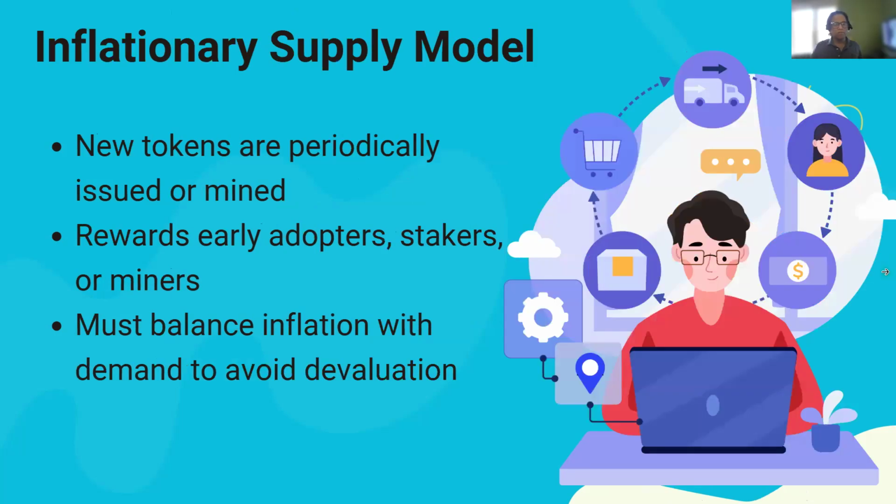In the inflationary supply model, the supply is variable. Every month or every year, the total number of tokens is going to go up. For example, if you take Ethereum, it's not constant. It's not a fixed amount of tokens that exist. The number of tokens goes up every day. Every time a new token is minted in the Ethereum network, the supply goes up.